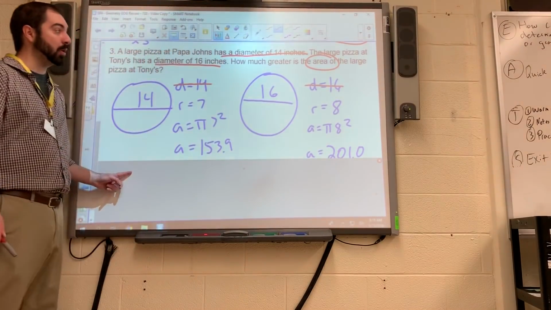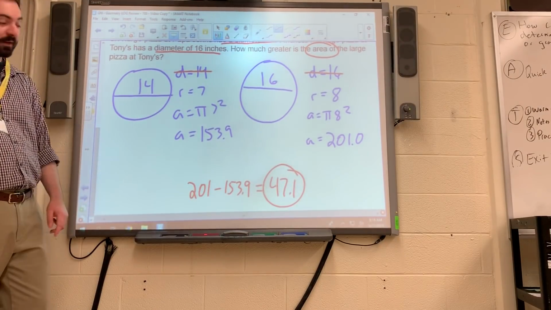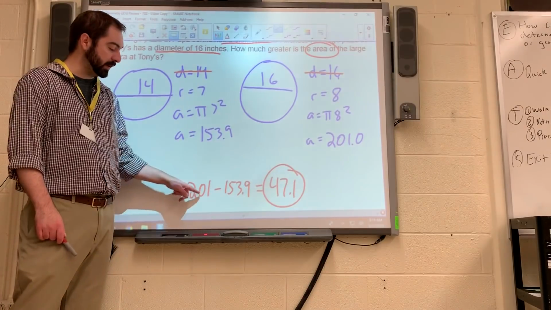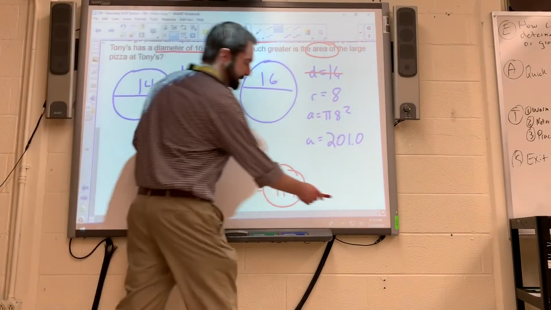And then they wanted to know how much greater is the area of the large pizza. That means they have a difference of 47.1. Again, the bigger area minus the smaller area.